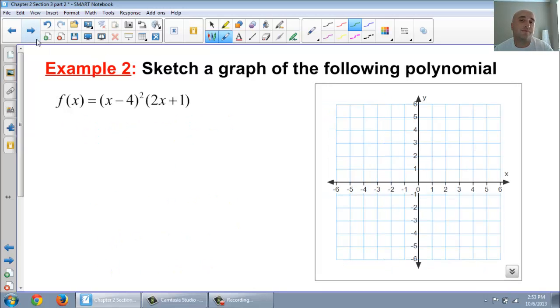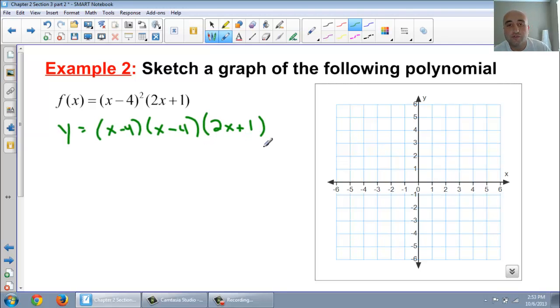All right, example 2. Okay, so something very similar here. We have x minus 4 squared, so there's actually 2 of them there. And then we have a 2x plus 1. Okay, so let's draw our zeros in.